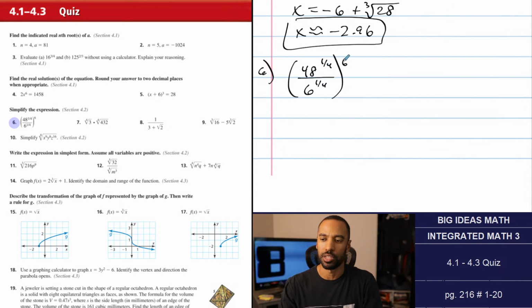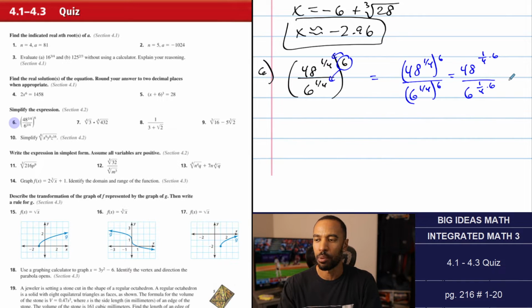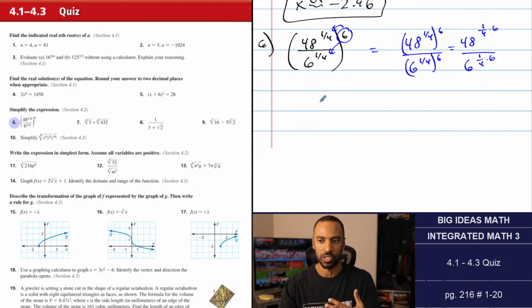One of the properties we can do is we can apply this exponent to both the top and bottom of this. So if I write this option in blue, we can make this become 48 to the 1/4 power to the 6th, divided by 6 to the 1/4 power to the 6th, which now these exponents will multiply together. This is 48 to the 1/4 times 6 over 6 to the 1/4 times 6. And I'm writing all these because I don't know what kinds of things we're going to see again. So I want to show you every which way you can do this.